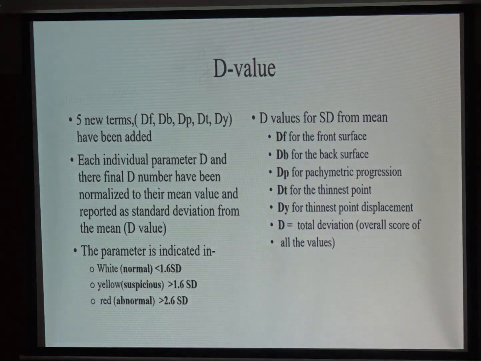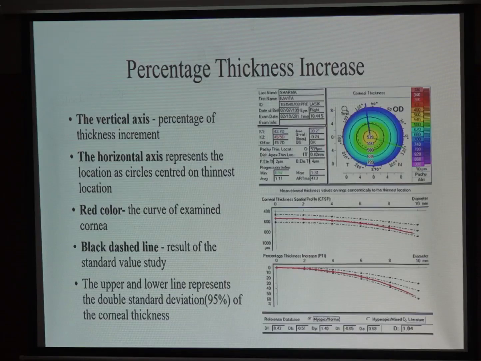There is a parameter known as D value which is being provided on this BAD display. It comprises 5 D values, which include DF for the front surface, DB for the back surface, DP for the pachymetric progression, DT for the thinnest point, and DY for the thinnest point displacement. So an overall score of these 5 values is incorporated in the final D value. What you need to know is that less than 1.6 of the total D value is normal, more than 2.6 is abnormal, and anything in between 1.6 to 2.6 is suspicious.